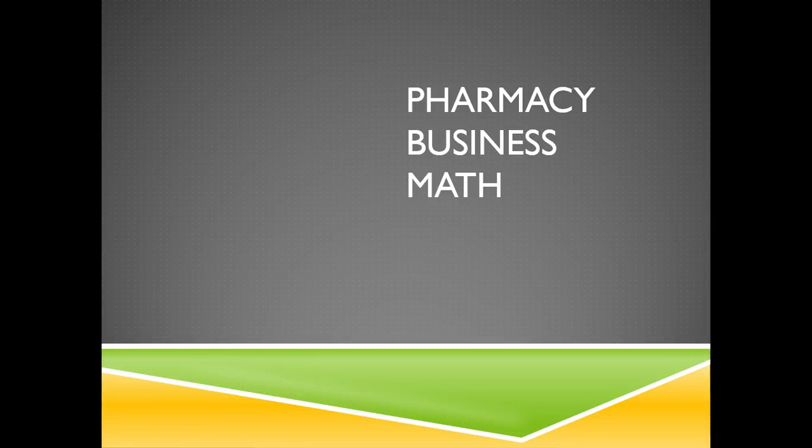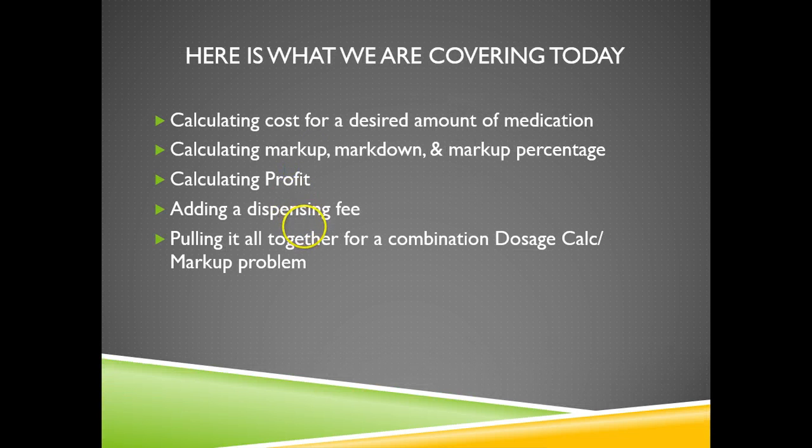Today we are going to go over the different types of business math problems that you may see in the pharmacy field. We're going to calculate the cost for a desired amount of medication. We're going to calculate a markup, markdown, and markup percentage. We're going to calculate profit, add a dispensing fee, and then we're going to put it all together at the end for a combination, dosage calculation, and markup problem.